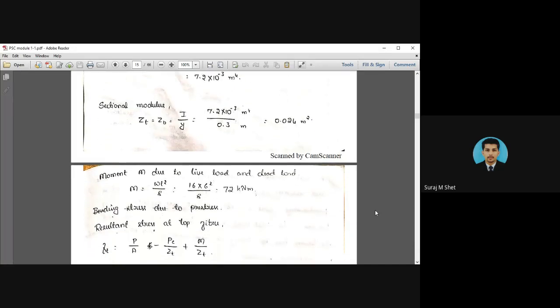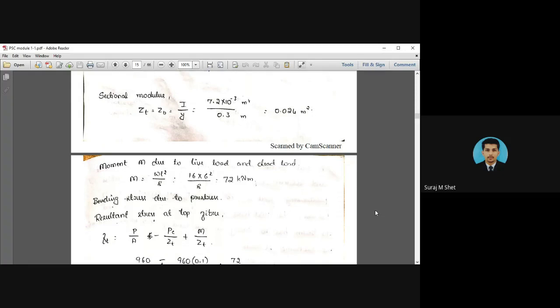And the moment is also the same. Because it is a simply supported beam carrying a UDL, moment is equal to WL square divided by 8. Here W is 16 kilonewton per meter including self weight. So no need to again add the self weight of the beam. Okay.